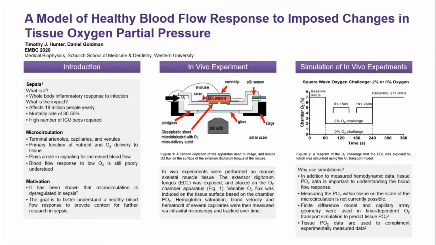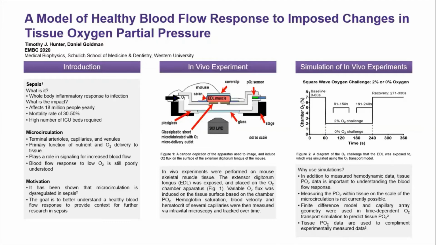We don't know how. Fundamental research on the function of microcirculation and how it can be disrupted in sepsis is being conducted in the Goldman lab at Western University. In particular, my project is focused on studying the dynamics of healthy microvascular responses with the goal of comparing these findings to research on disease cases.